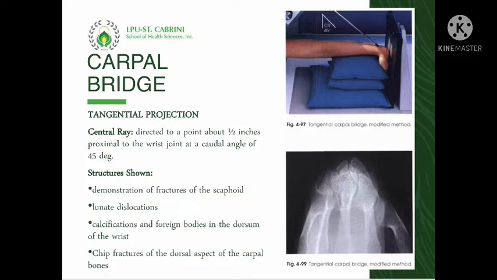For this projection, the central ray is angled 45 degrees caudal and enters at a point about half an inch proximal to the wrist joint. This can demonstrate fractures of the scaphoid, lunate dislocations, calcifications and foreign bodies in the dorsum of the wrist, and also chip fractures of the dorsal aspect of the carpal bones.